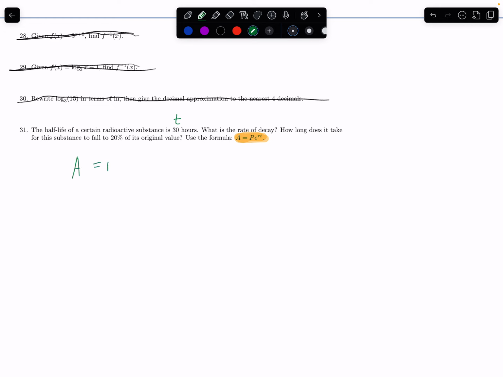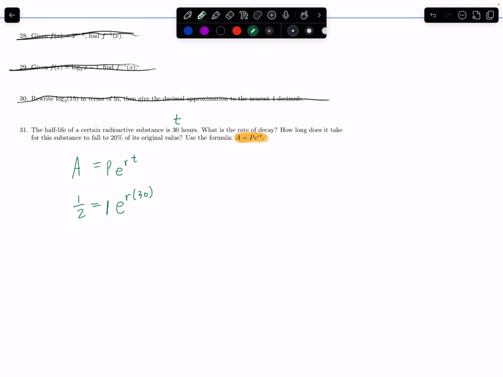So A is equal to P e to the RT. We're trying to find R. E is already a number. T is given to us as 30. So we got e to the R times 30. What about P and A? Well, P is the starting position of 100% or just 1. And A is the ending of 1/2. So 1/2 of where you started with 1 whole is equal to 1 times e to the R times 30. Okay, so I want to solve for R.